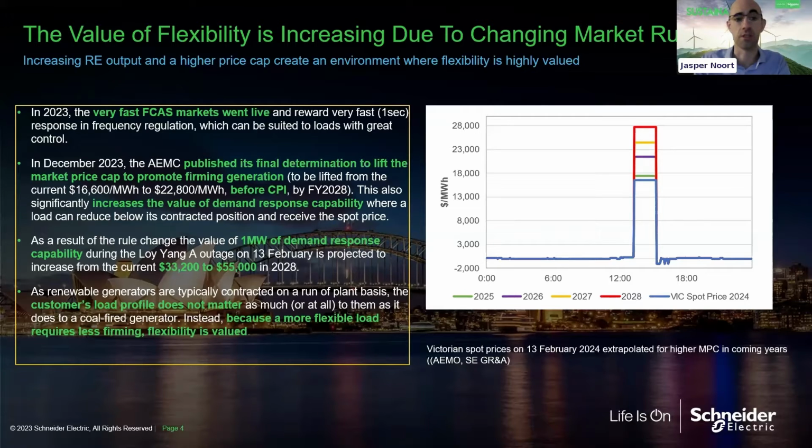So there's a clear change in the value of flexibility over that time frame, and it might mean that a process that currently doesn't necessarily make sense, or is hard to recover the value of, or the investment might not justify it currently, in a few years' time may be much more attractive to provide that demand response.